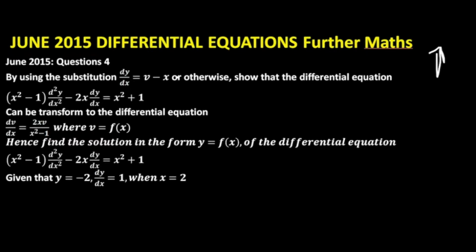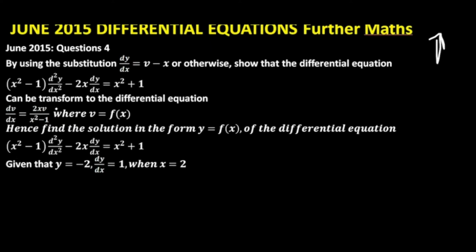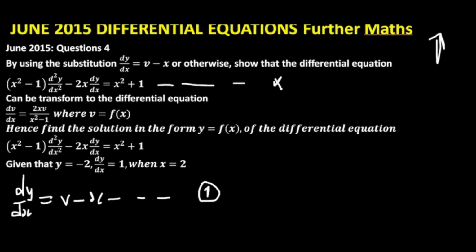So we're going to be answering 2015 question 4 in this video, and if we look at the question, it says that we have been given dy over dx to be v minus x. So we are going to name this our equation 1. We have also been given our differential equation, and we are going to name our differential equation equation star. Now we have been told to transform this differential equation where v is a function of x.